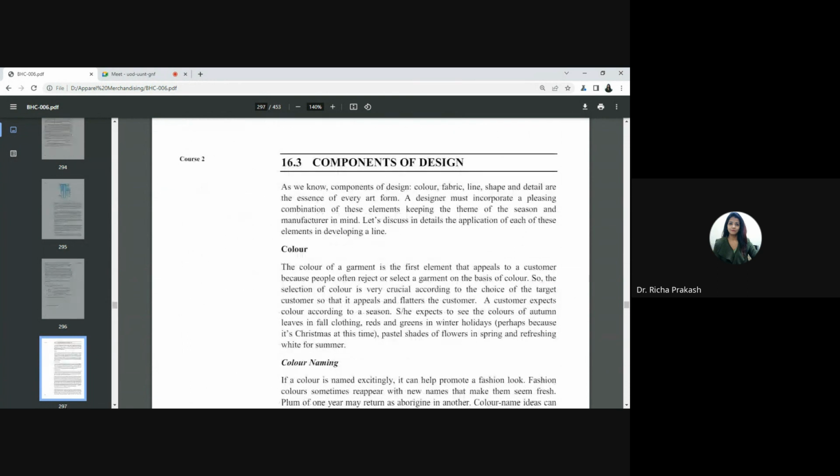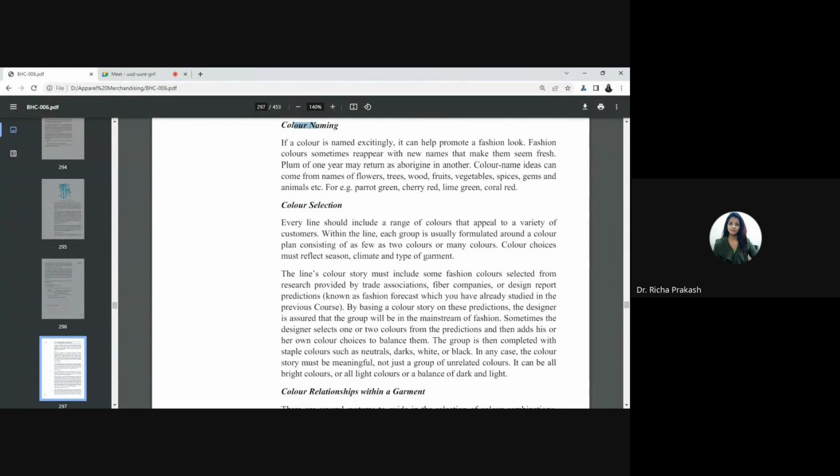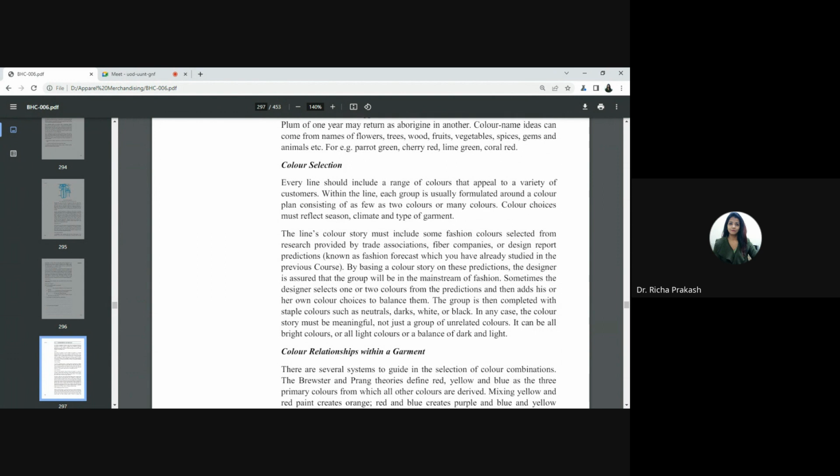Then the components of design, lots of components of design, and these things you already know. There's nothing to explain. Color, we all know color, one of the most important elements of design. Color naming. So I said last time that something is of algae green color. There is no such color called algae green. The color is green, but we name it algae green because we need to know which shade of green it is. So all these things are done by the designer.